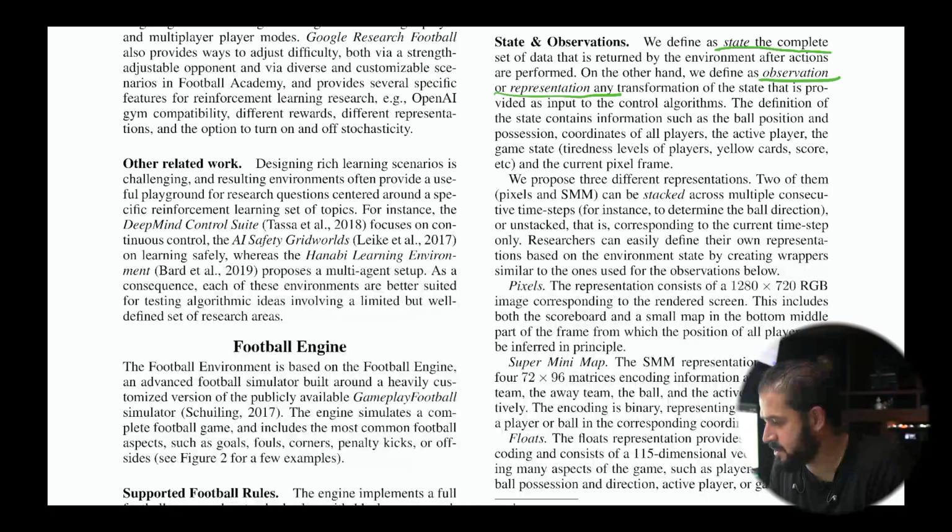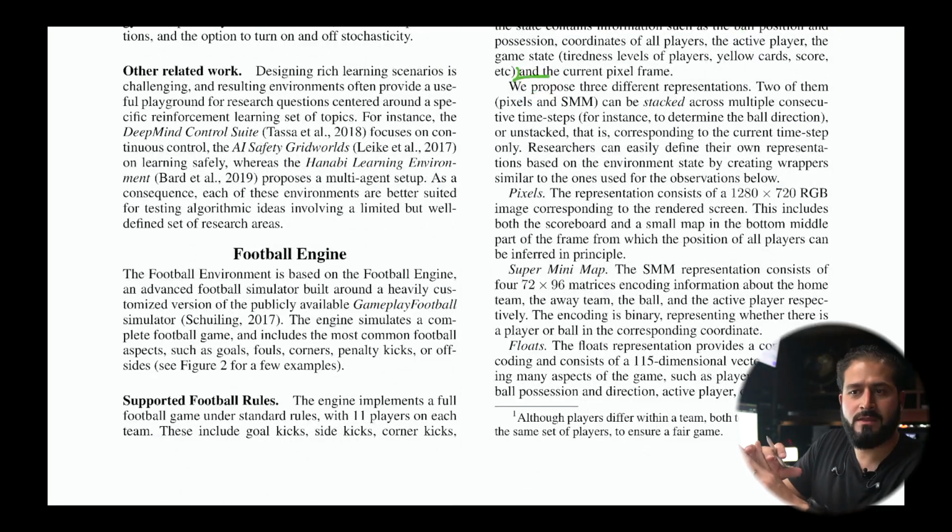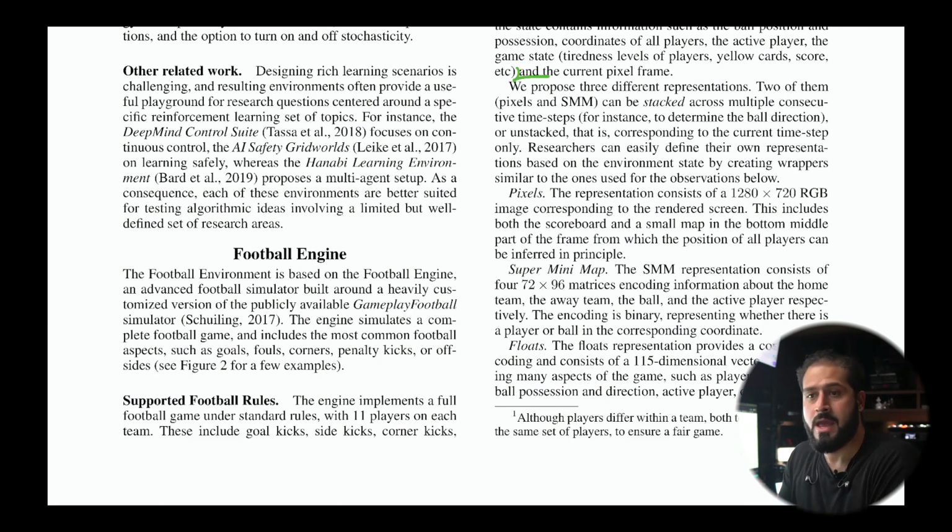Okay, so the definition of the state contains information such as the ball position and possession, coordinates of all the players, the active players, the game state, the tiredness levels of the players, yellow cards, score, etc. And the current pixel frame. Great. So the state contains all of the information we need. Everything is going to be there. That doesn't mean that your environment is going to have to be passing that information back to the agent. Your environment is going to use the state to create observations that you want.